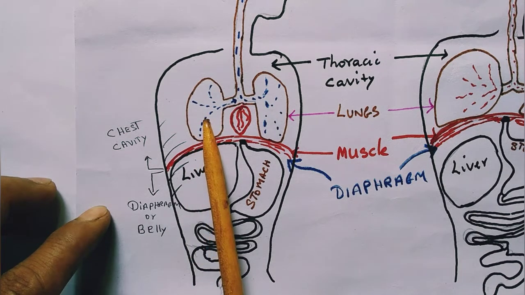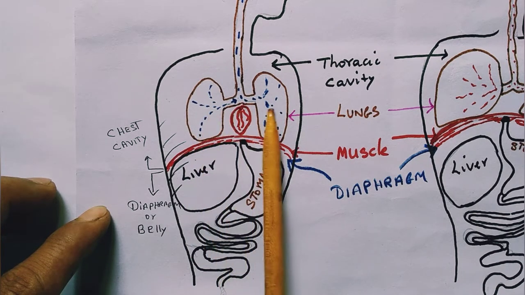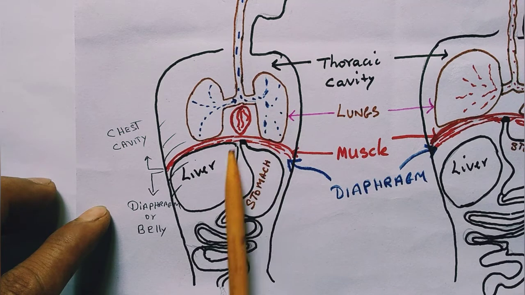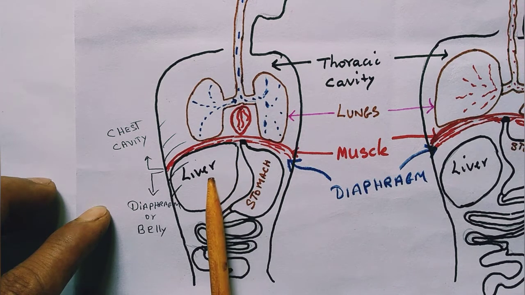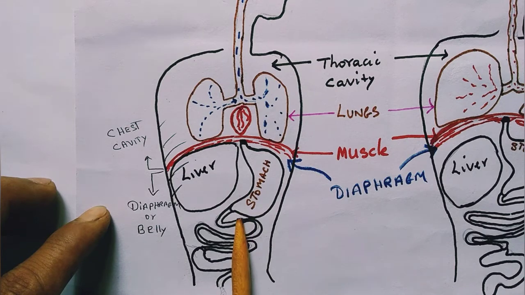In the chest cavity, you will find the heart and the lungs, a pair of lungs. And in the belly, you will find the liver, the stomach, the small intestines, and all other soft organs.